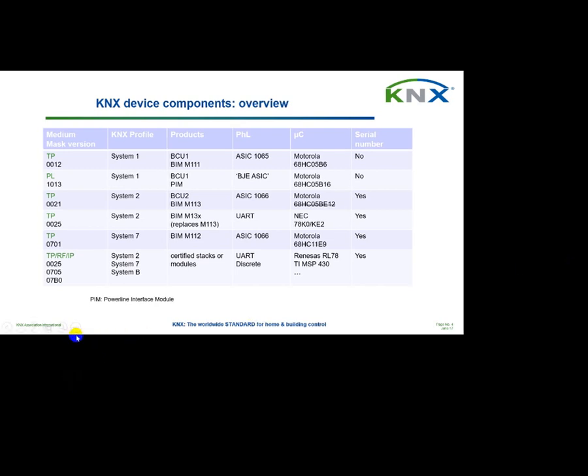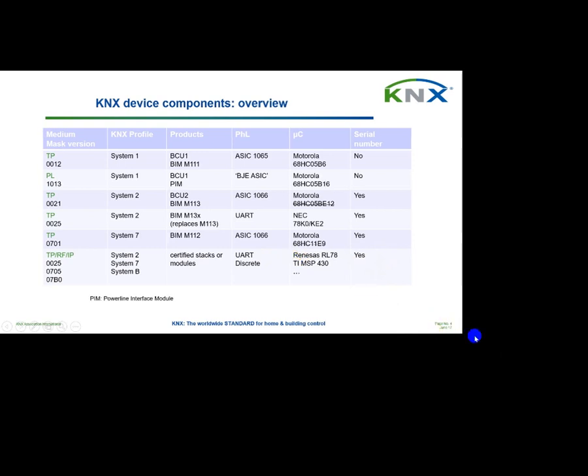Later, the System 7 device was brought to the market. This product is called BIM M112 and is actually using the same ASIC as, for example, the BCU2. However, it has another microcontroller, indeed from Motorola again, which is also not available anymore on the market. Serial numbers are supported here.